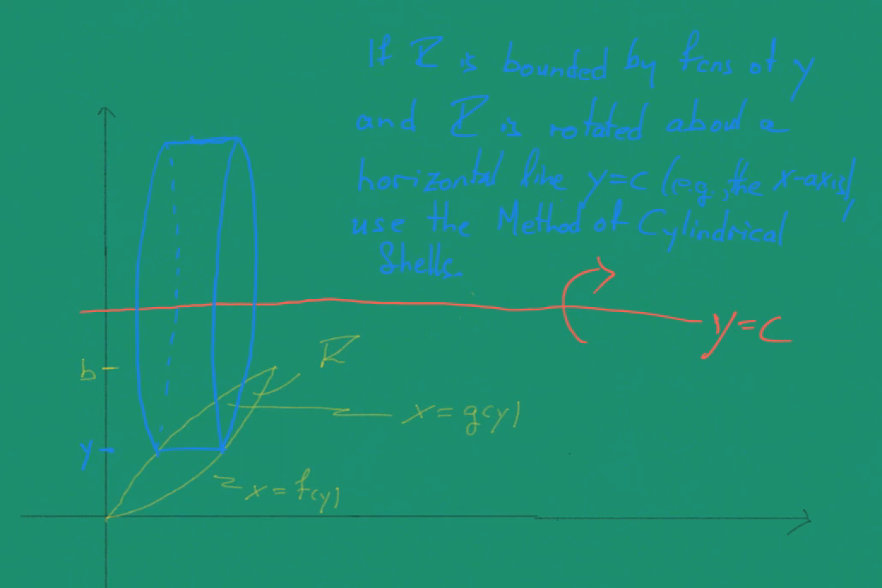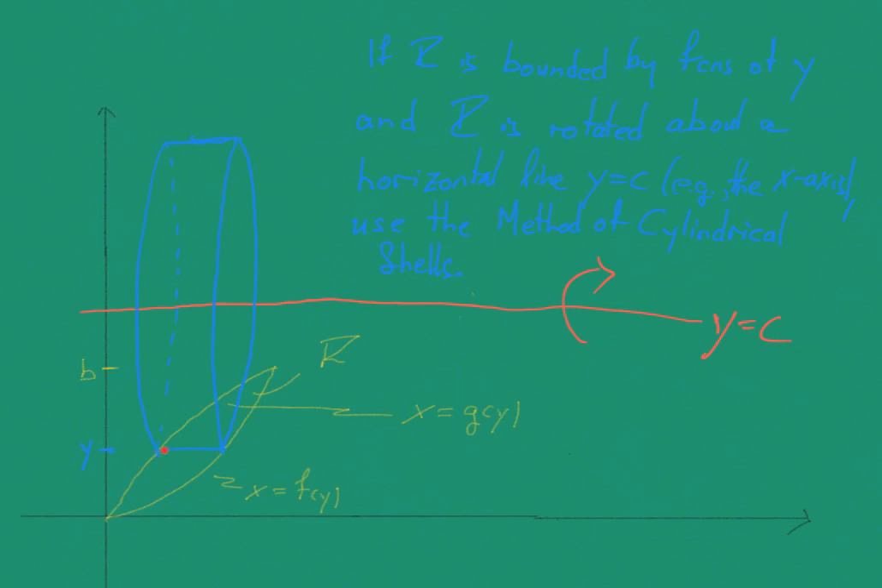Note that because our region R was described in terms of functions of y, we'll have all the information to calculate the volume of this shell in this case. What are we going to need? Well, the volume of the shell is going to be equal to the circumference times this height here, and then times a thickness dy. For the circumference, we're going to need to know the radius of this base here. That's going to be the distance from y equals c to this y value here. Well, that's just going to be c minus y.